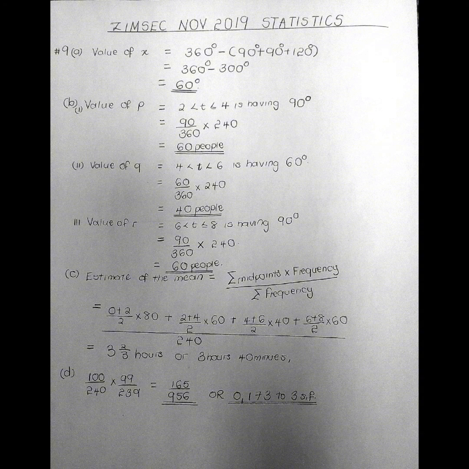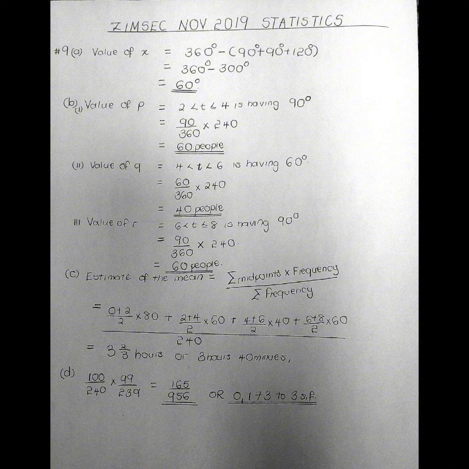And then for the second category, the midpoint is 2 plus 4 divided by 2, so that we get 3. 3 times 60, we get 180. And then for the third category, we say 4 plus 6 divided by 2, we get 5. 5 times 40, we get 200.